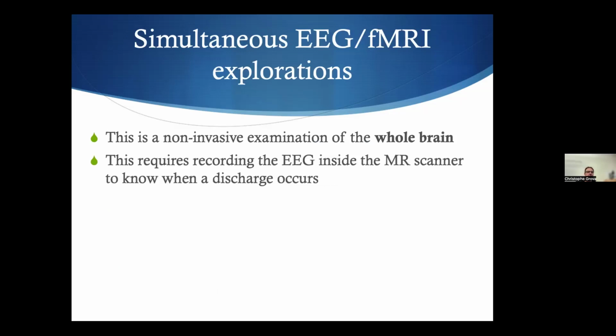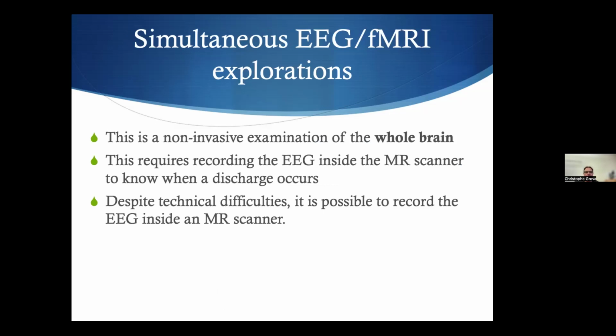This is a non-invasive examination of the whole brain. It requires EEG to be recorded in an MR scanner. And if you think about that, EEG is measuring electrical activity, so the worst environment in which you want to record an EEG is in a huge magnet. But despite technical difficulties, it is possible and we can denoise.